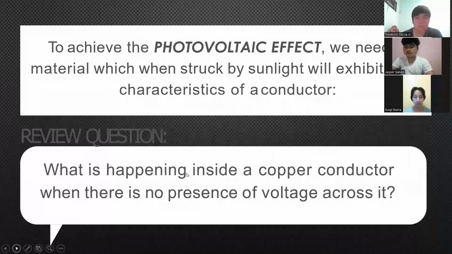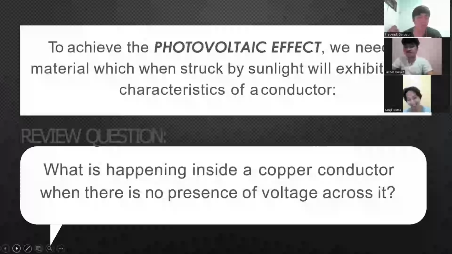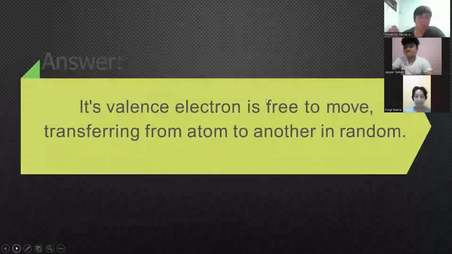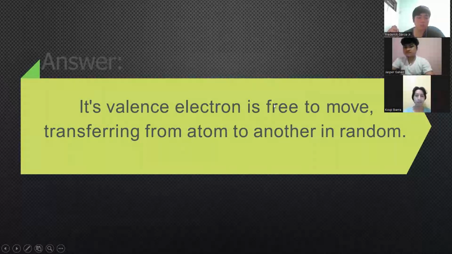Review question. What is happening inside a copper conductor when there is no presence of voltage across it? Okay, so now we learned in the past subjects that when a copper conductor has no presence of an electric field, or there is no EMF induced in it, the valence electron, or the electron that is in the outermost shell, is free to move and bounces from atom to atom randomly in every direction.